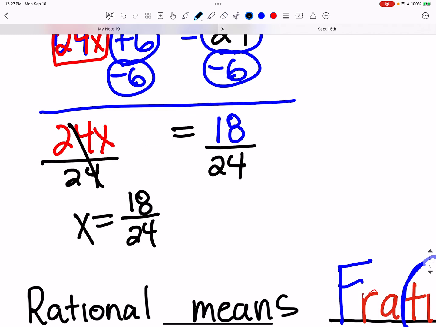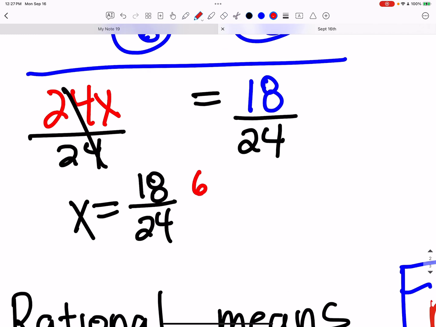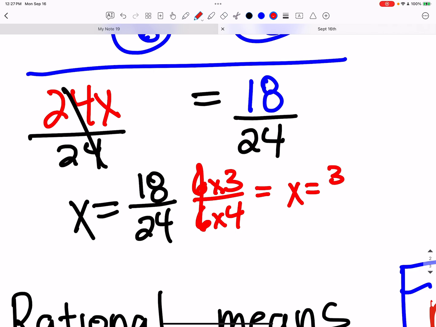Ooh. Okay, can I think of a number that goes into both? Yeah, this is 6 times 3 and this is 6 times 4. Okay, they're both even, so I knew it couldn't be 18 24ths. This is x equals 3/4.